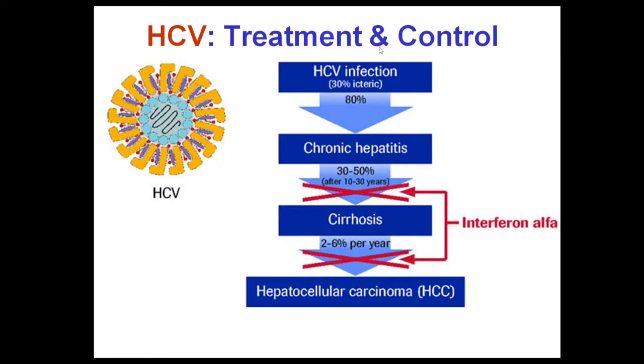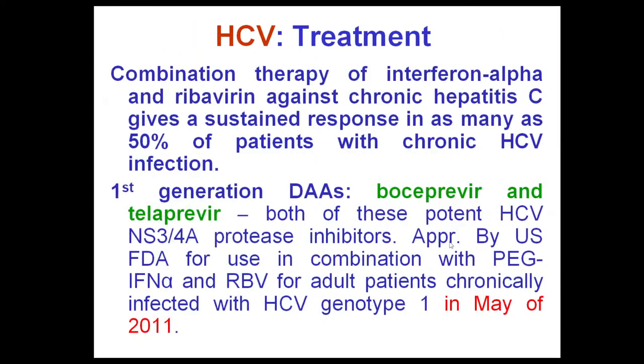So, in HCV infection only 30% are icteric. Out of the infected individuals, 80% develop chronic hepatitis. Out of them, after 10 to 30 years, 30 to 50% develop cirrhosis. If we use interferon alpha, we may decrease the percentage of those who develop cirrhosis. And in 2 to 6% of those with cirrhosis, hepatocellular carcinoma can develop. So interferon, of course, can help.